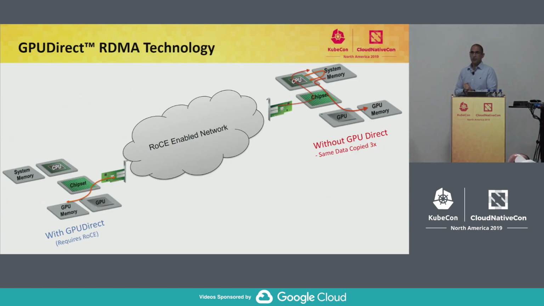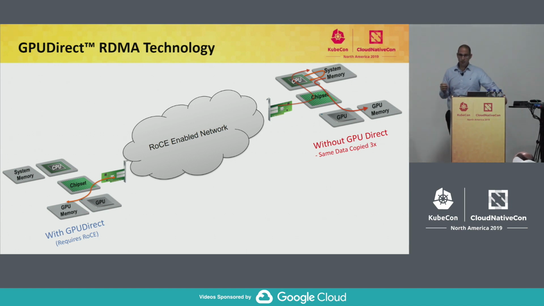GPUDirect is a technology that allows better efficiency of sending and receiving data from the GPU to the network. What you see on the top right-hand side is how you get data in and out of the GPU memory without GPUDirect. You would typically copy data from the GPU memory to the host memory, copy it to another buffer in the host memory for the network, and send it out. That's not very efficient, obviously.